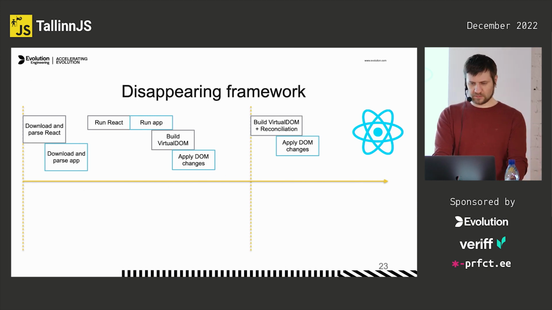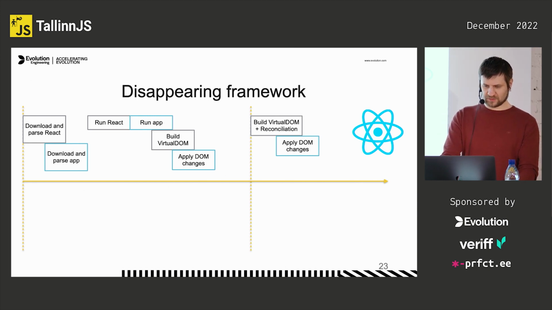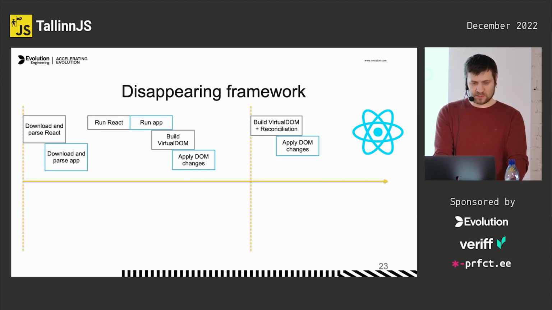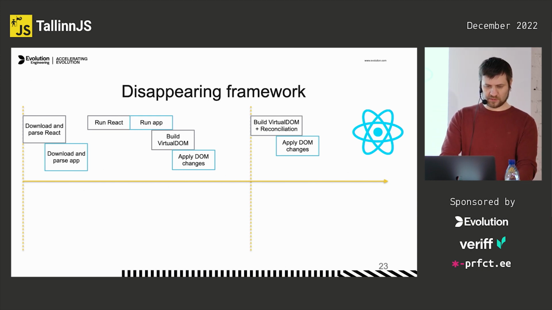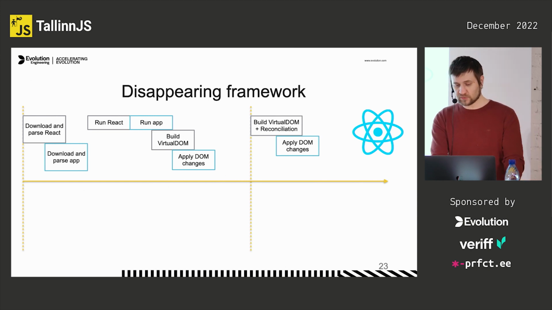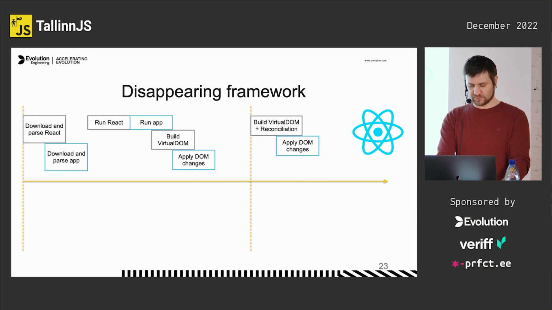So let's see how it works in React, and in Svelte later. First of all, we have to download and parse the React library, and then we can download and parse our application. Only after this can we run React and run our application. First the VirtualDOM will be created, and only after that can we apply our DOM changes the first time and see our application.